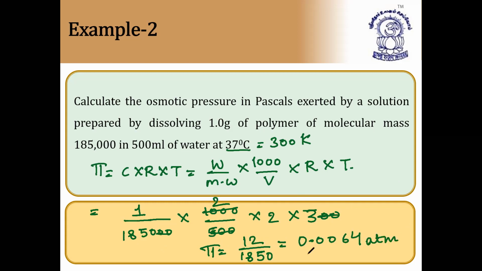So this can be taken as 6.4 × 10^-3 into 10^5, because an atmosphere is 10^5 pascals. So 10 to the power of 2. So we get approximately 6.4 into 100, which is 640. 640 is the answer.